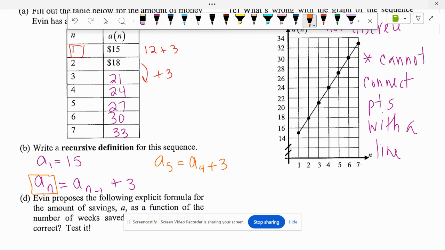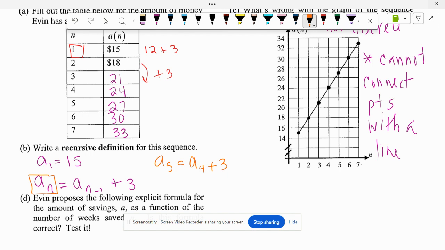So every single time you use a recursive definition, you're going to start with the name of your sequence, a sub n, b sub n, whatever, and then the equals is going to be whatever name of your sequence you're using, a sub n minus 1, because you want the term that comes before it.